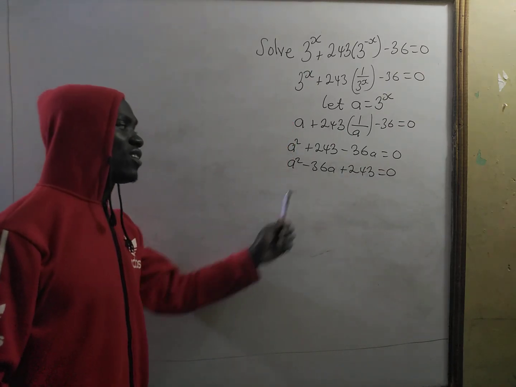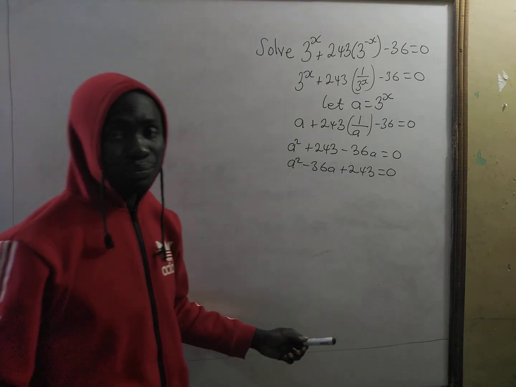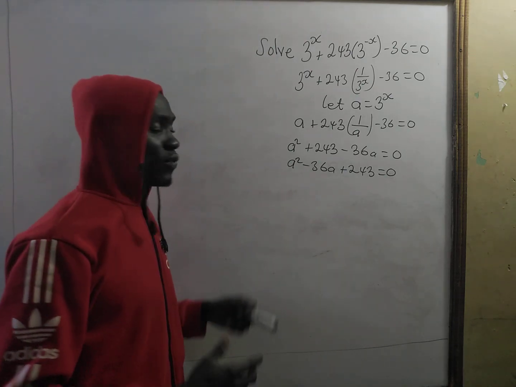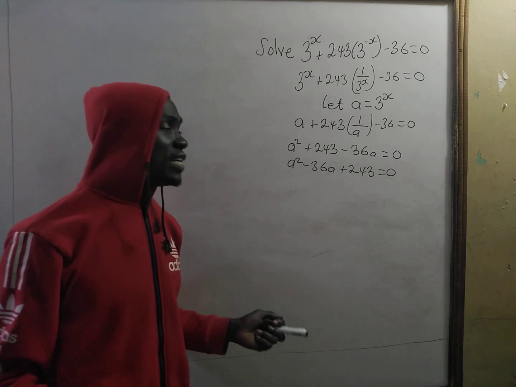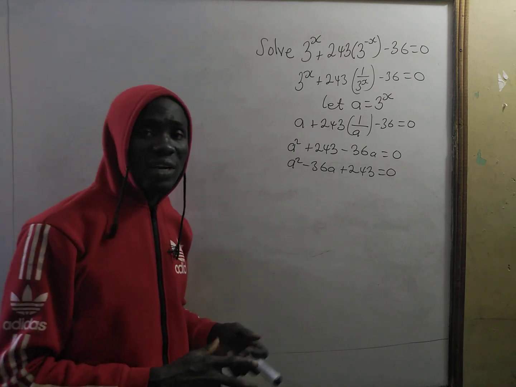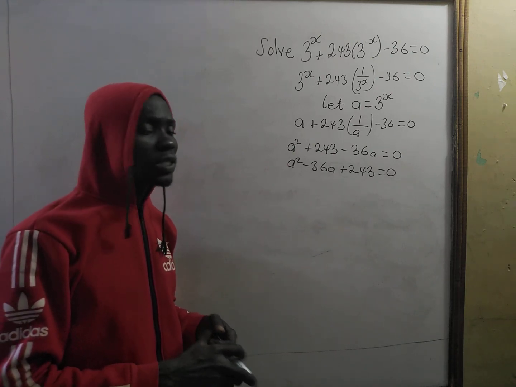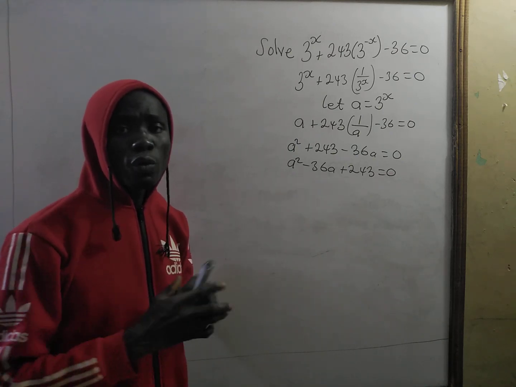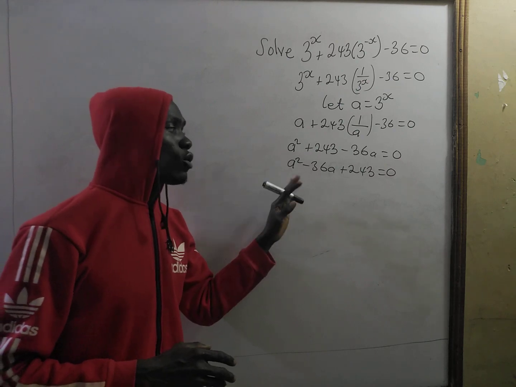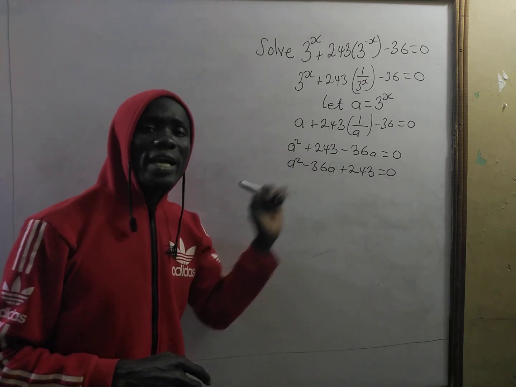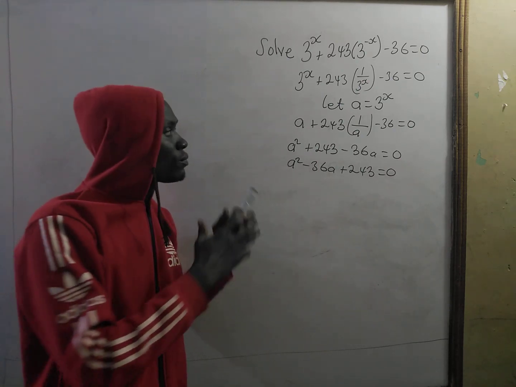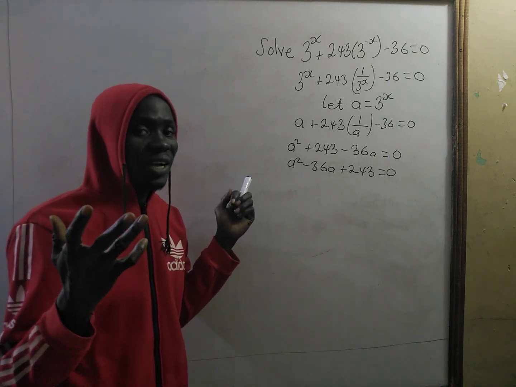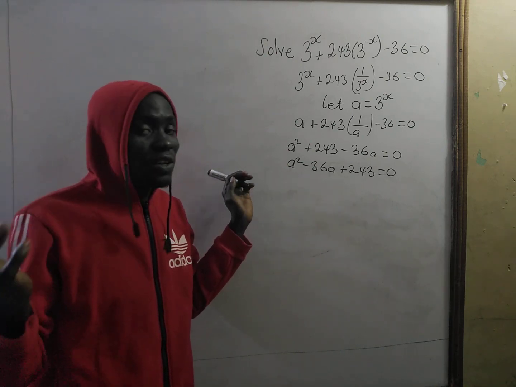Now how do we factorize this quadratic equation? It is very simple for us to factorize. If we can't find the factors, we can also use the completing the square method to solve it. If you cannot use completing the square, you can also use the almighty formula to solve it. So don't waste your time trying to factorize. You have to solve for a.